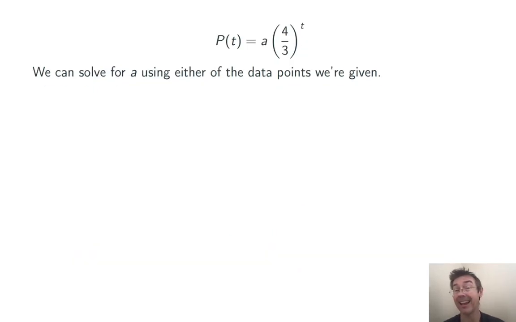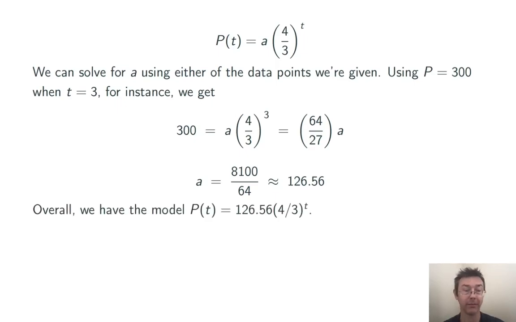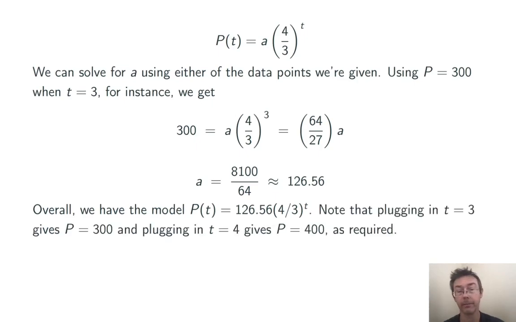Now I just need to find a. We can do that by plugging in either of the two data points that we're given. I'll use p equals 300 when t equals 3. Plugging that in and simplifying a little bit, I get that a is 8,100 over 64, which is about 126.56. So overall, we have this model: 126.56 times 4/3 to the t.